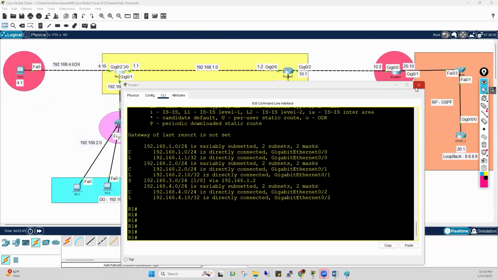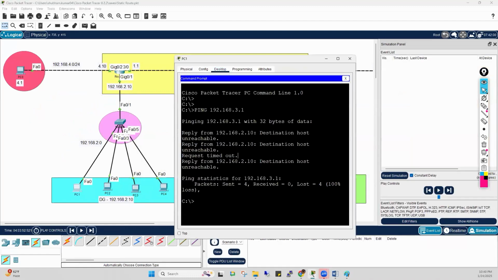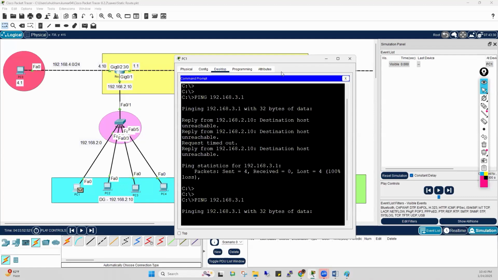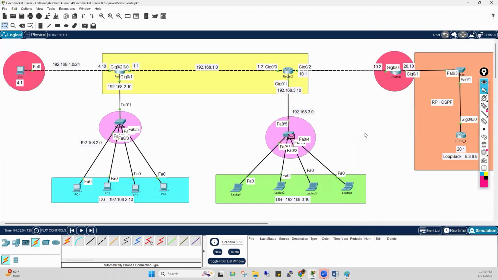Now see here. I come to this PC's command prompt and write the command ping 3.1. The PC forwards the packet and it reaches the router. What will this router do? This router is dropping the packet. Why is this router dropping the packet? There are many reasons, guys, why a router drops a packet.